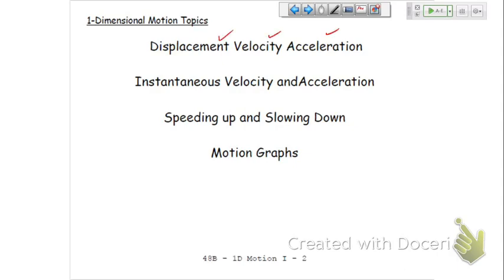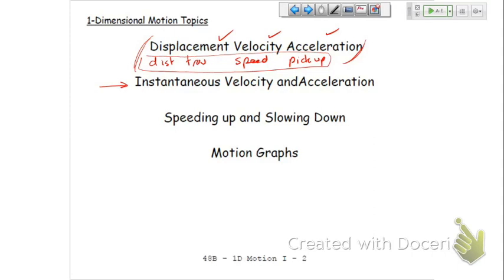They're the scientific terms. You might think of them as distance traveled, speed, and pickup, and they're not really the same thing. These have a slightly different meaning from these, and so we need to distinguish between them. Once we've got the idea of the average of these, we'll talk about instantaneous information, like what's the velocity now? As opposed to averaged over a journey.